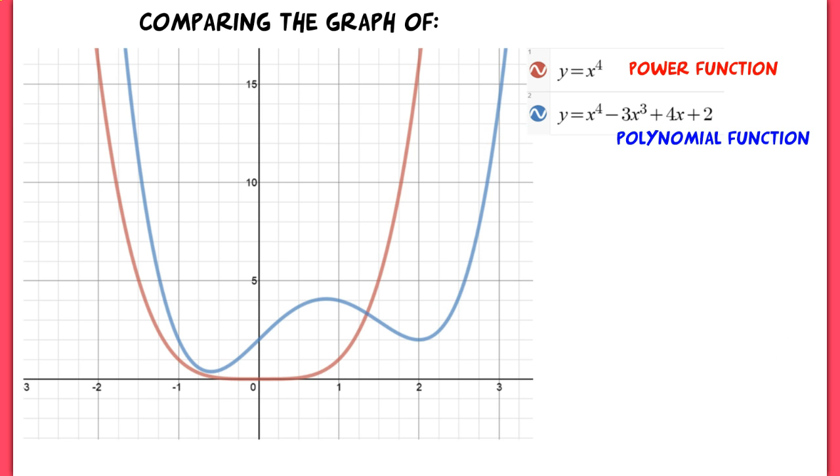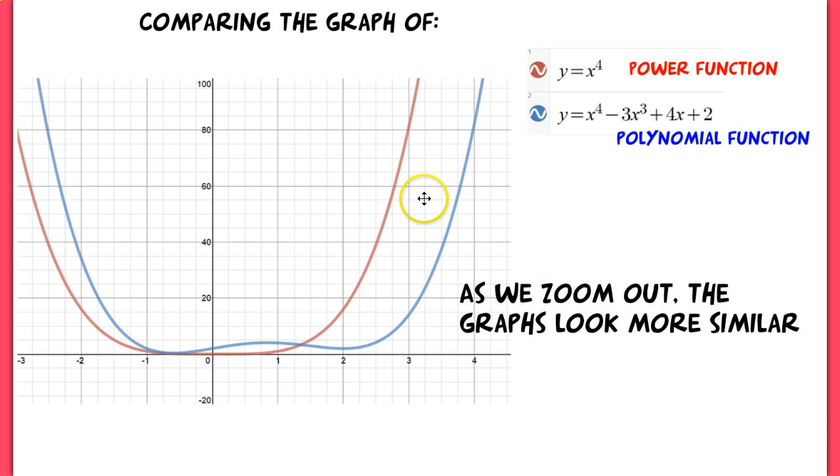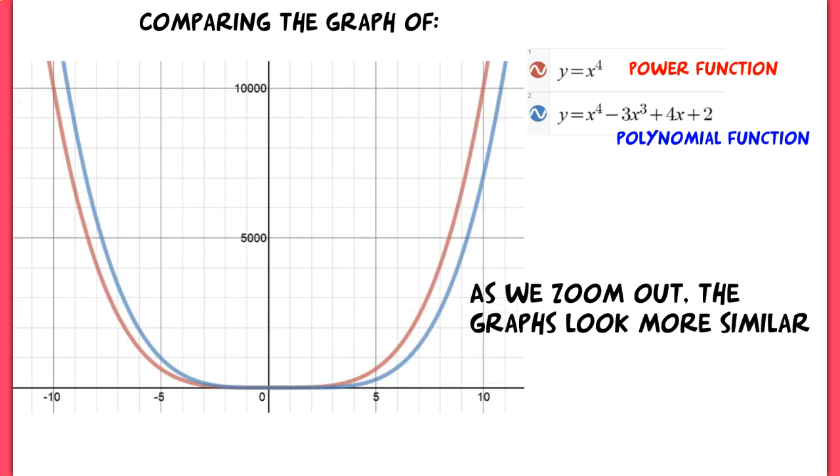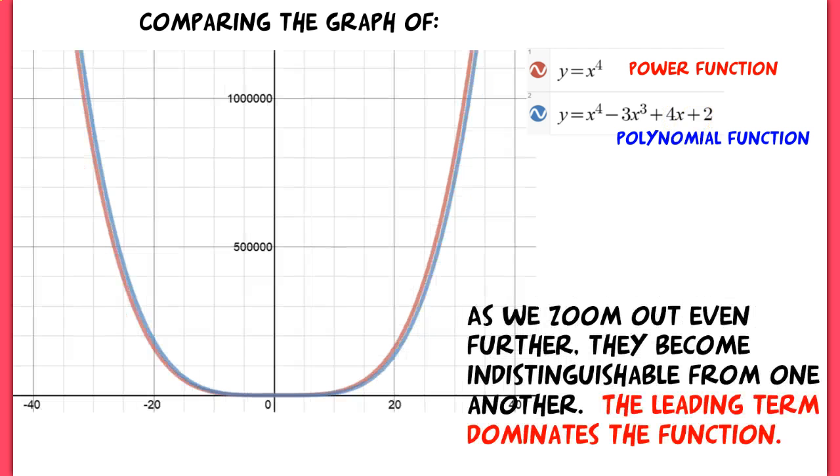But if you zoom out, you kind of get rid of that wobble a little bit, okay? So your polynomial function starts looking a little bit more similar to x to the fourth. And as we continue to zoom out, now our graphs look even more similar. So we've gotten rid of that little wobble, okay, in the graph of our polynomial function here. And if we zoom out even further, now we can see that the graphs really start to become indistinguishable from one another.